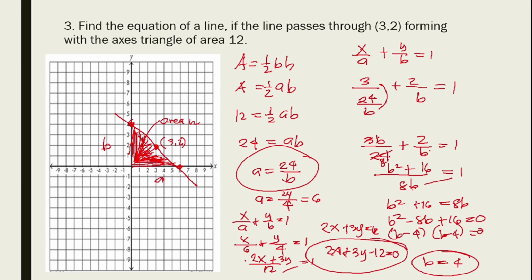So this is the equation of the line if the line passes through (3, 2) and forms with the axes a triangle of area 12: 2x plus 3y minus 12 is equal to 0. And that's the problem. So that's all about this intercept form.